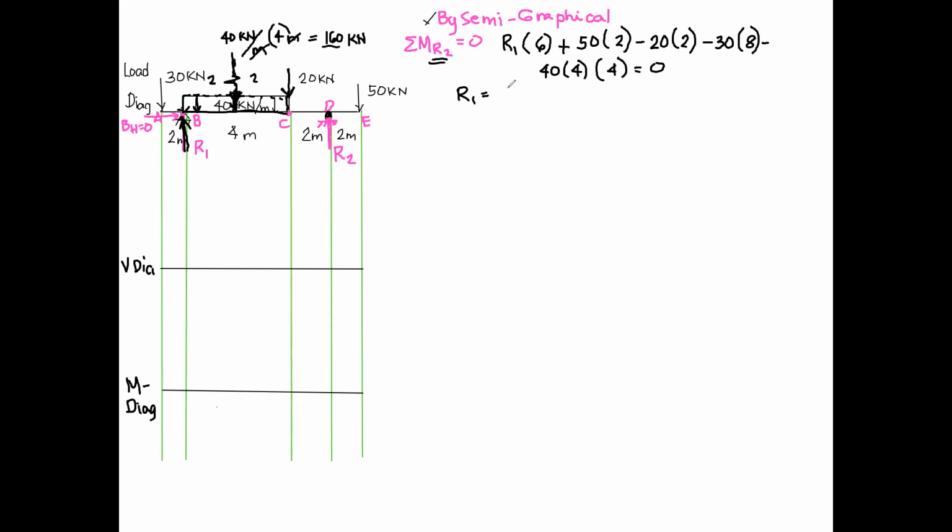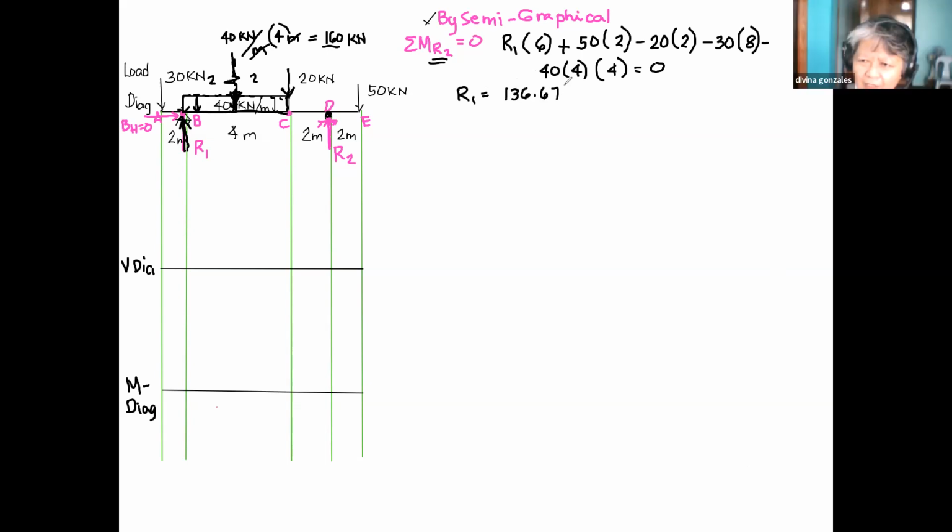136.67. Okay, so what is the unit? Kilonewtons. Of course, kilonewtons. But it's not enough. We do not just have to solve for R1, we also need R2. To solve for R2, the best is really to sum up moments about R1.